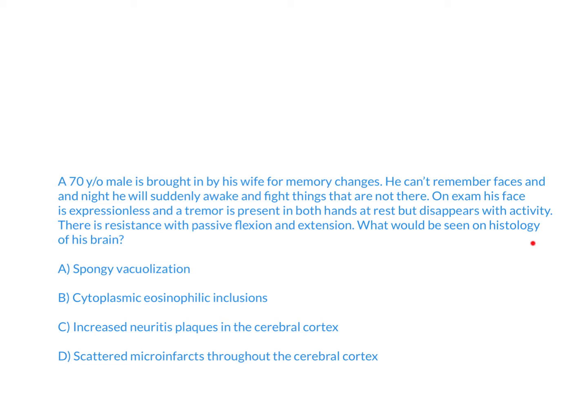What would be seen on histology of his brain? Spongy vacuolization, cytoplasmic eosinophilic inclusions, increased neuritic plaques in the cerebral cortex, scattered microinfarcts throughout the cerebral cortex. So I will let you answer the question and then I'll explain.